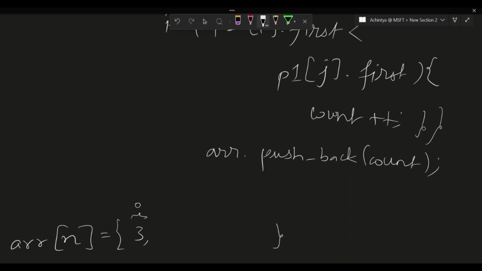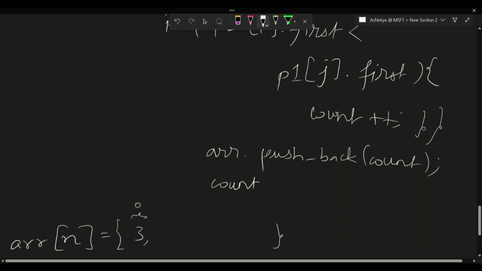3 is getting stored here. After this, what we have to do? Should I leave the count as 3 only, or should I make it again 0 so that it can be used for the next elements also? Obviously, we need to set it to 0 again. So yeah, I set it to 0. My i loop also closes now.